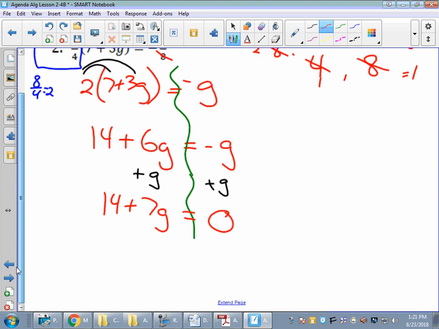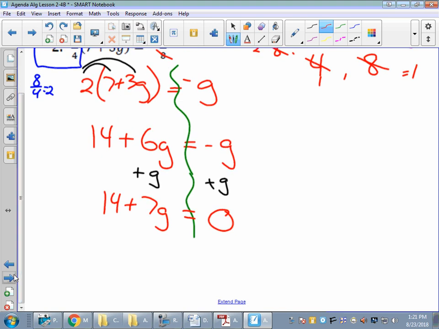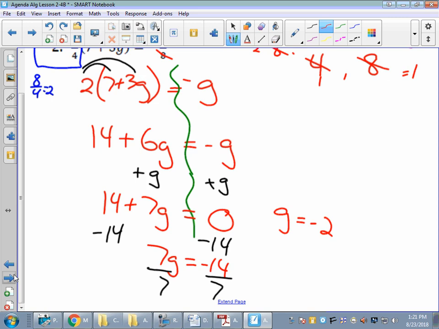So now, like I said, the one extra step we're going to have to do is subtract 14 over there. And it's an extra step because we kept the variables on the left. So now we're going to have 7g equals a negative 14. And then when we divide through by 7, we'll be able to tell you that g is going to be equal to a negative 2.